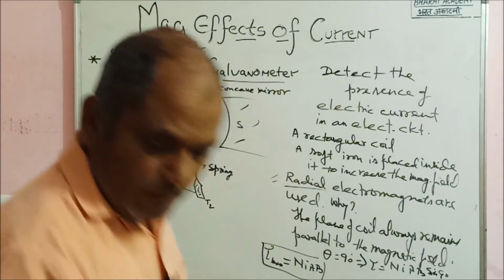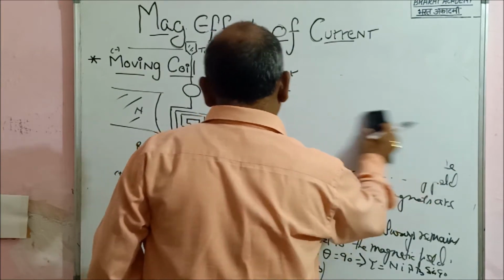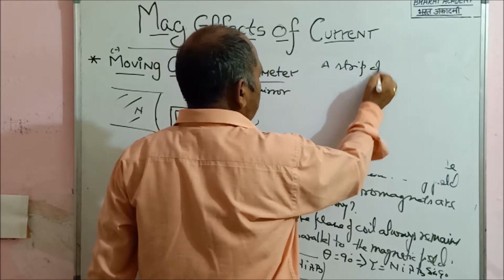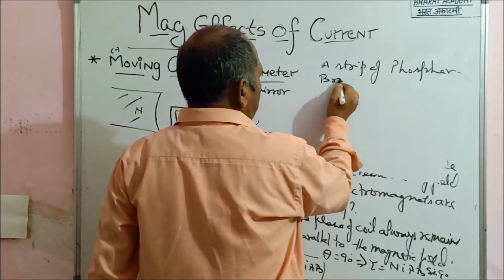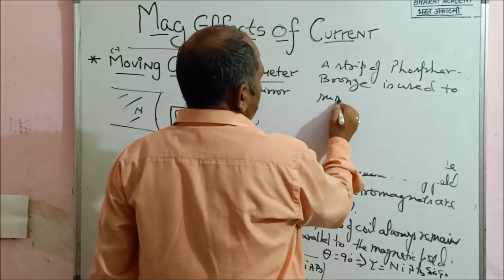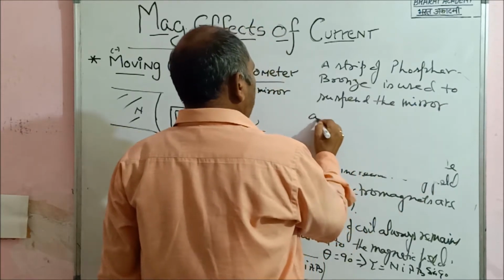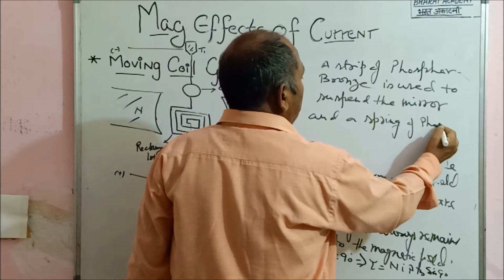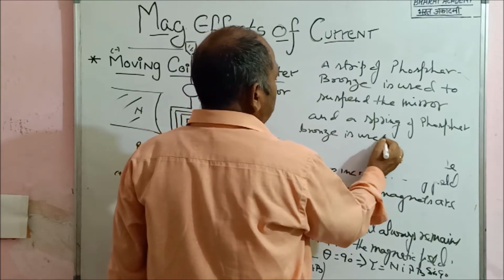Then after this, a strip of phosphor bronze alloy is used to suspend the mirror, and a spring of phosphor bronze is used to balance the torque.